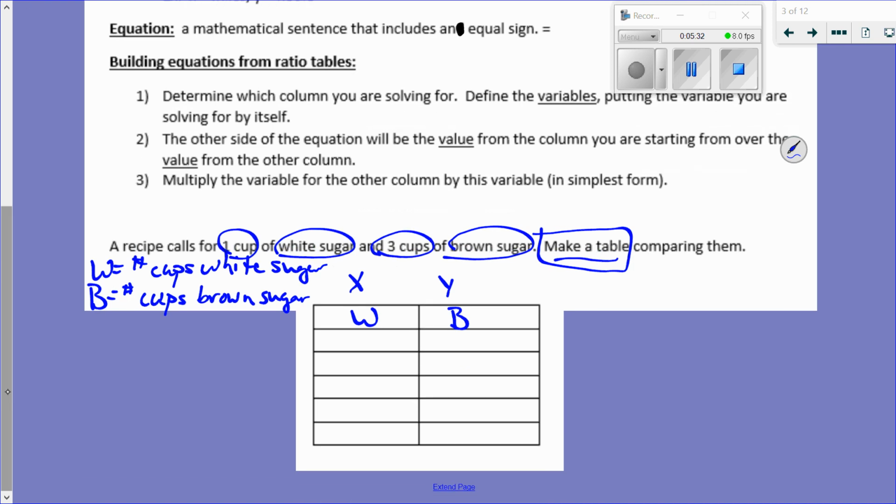What is my next step? What's going to be my first entry on this one? What do you think, Emma? 1, 2, 3. Is everybody good with that? So what would my next entry be? 2, 6. Then I would go, Sophie, 3 to 9. My next one, 4, 12. Good job. And my table would finish with, Tina, 5, 15.